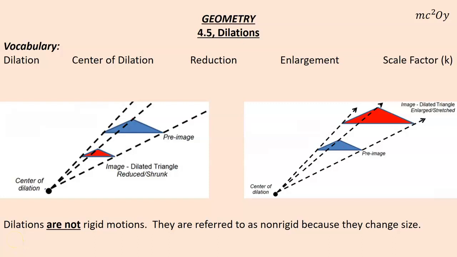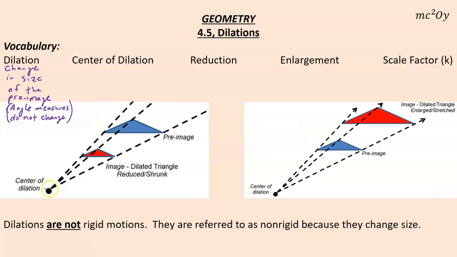All right, 4.5 dilations. The first thing to go through is some vocabulary. First, a dilation. A dilation is a change in size of the preimage. Okay. Please note that the angle measures will not change when you're changing size. They stay the same. Okay, that is a dilation.